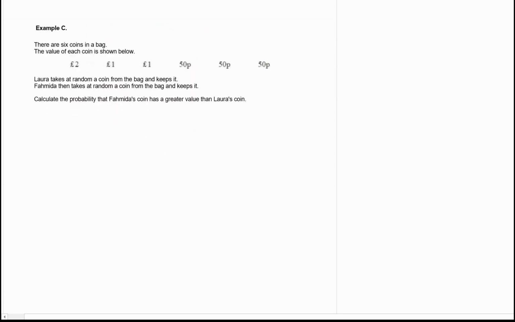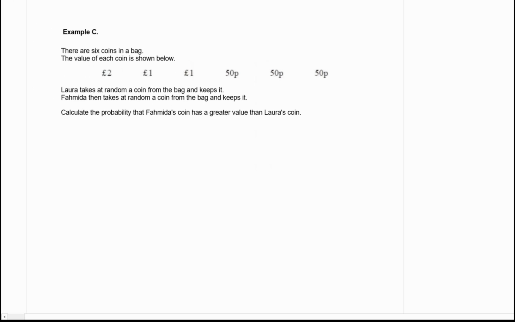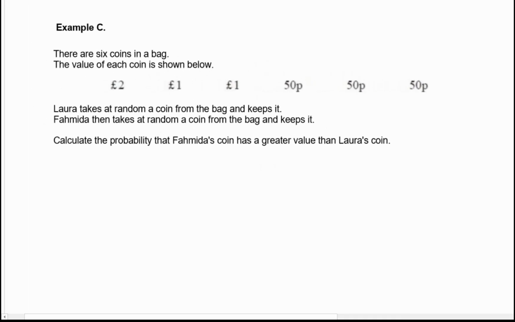Example C. Okay, this one looks fairly horrendous at first glance, but it's actually a fairly straightforward one when you break it down. So there's 6 coins in a bag, we've got them labelled down here. Laura takes a random coin and keeps it, and then Famida also takes a random coin and keeps it. We want to work out the probability that her coin has a greater value than Laura's coin. Okay? So let's give that a go.